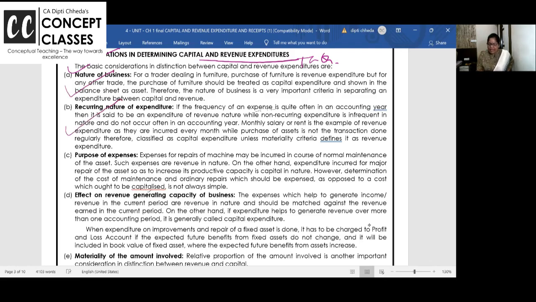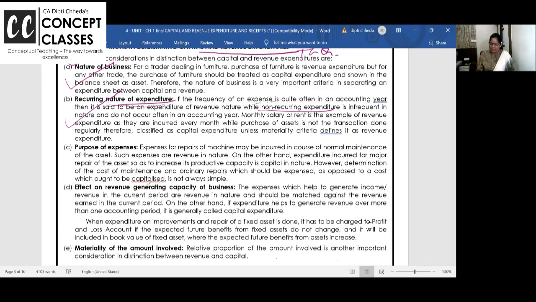Next is the recurring nature of expenditure. If an expenditure is incurred every month, like telephone, rent, salary, it's a routine expenditure. And capital expenditure is generally non-recurring. Once in 5 or 6 years, you don't buy fixed assets every day. You buy fixed assets and use them for 5-6 years, then again you buy a new one and use it. So if recurring, it is revenue; if non-recurring, it is capital.